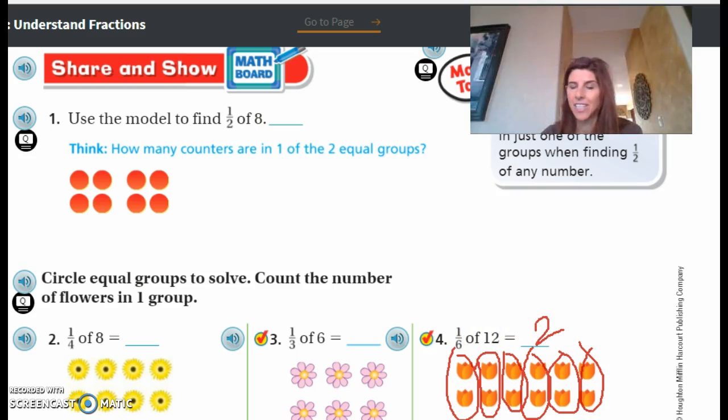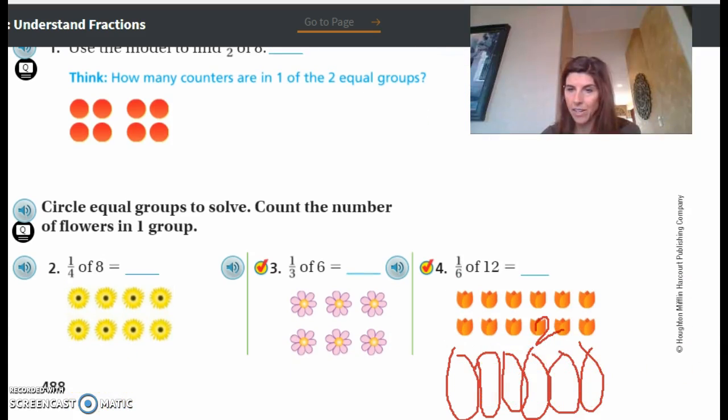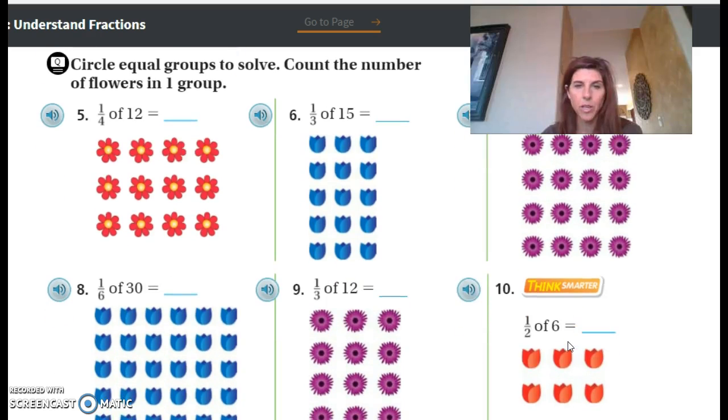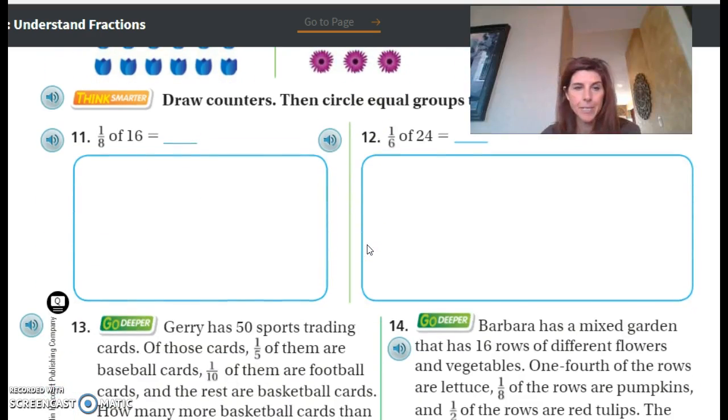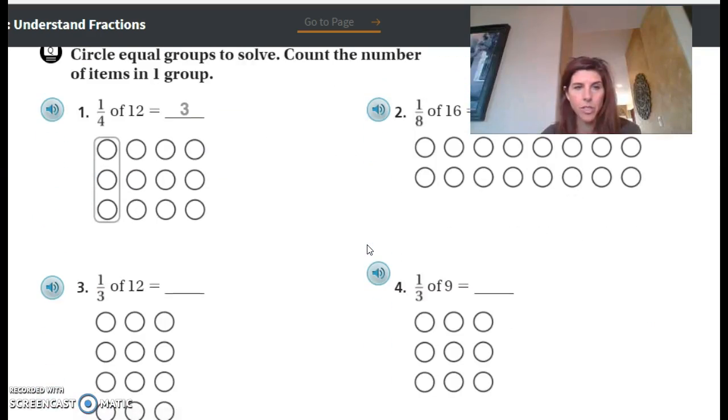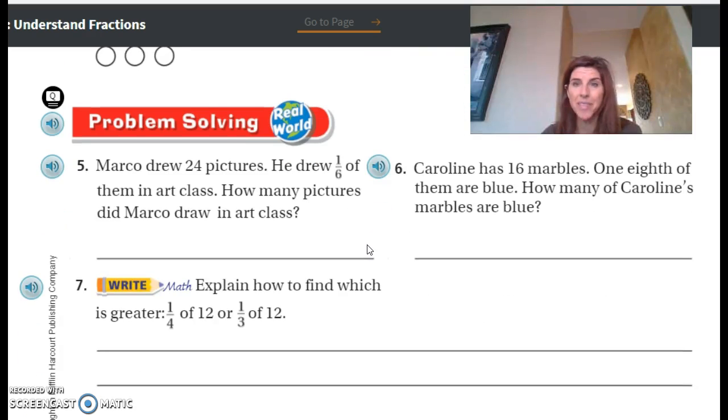All right, that's what you will be doing today. So make sure you make these equal groups. You'll be completing this page here. Make sure you make your groups here. I think that covers most of today's assignment.